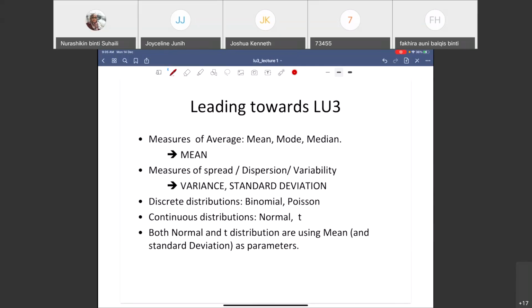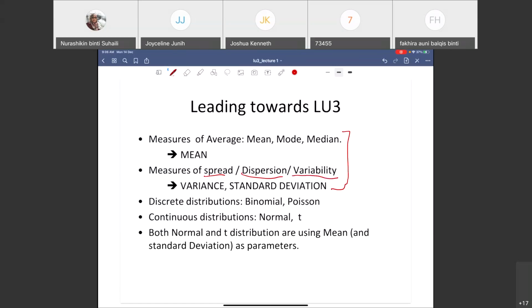In LU1, it's a very simple LU. We talk about some basics of statistics like average. Yeah? Average and mean is the same. Mode, median, right? And then that is measures of average. And then we also discuss about measures of spread or dispersion, variability. So make sure you know what the words spread, dispersion, variability mean. Yeah? Dispersion is how dispersed the thing is. Dispersed means how scattered, in Malay, berselerak. Spread is in terms of how wide your data is.